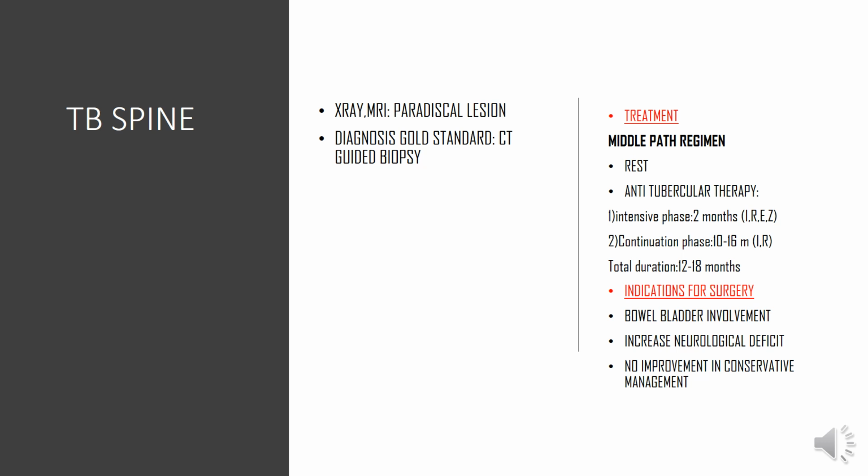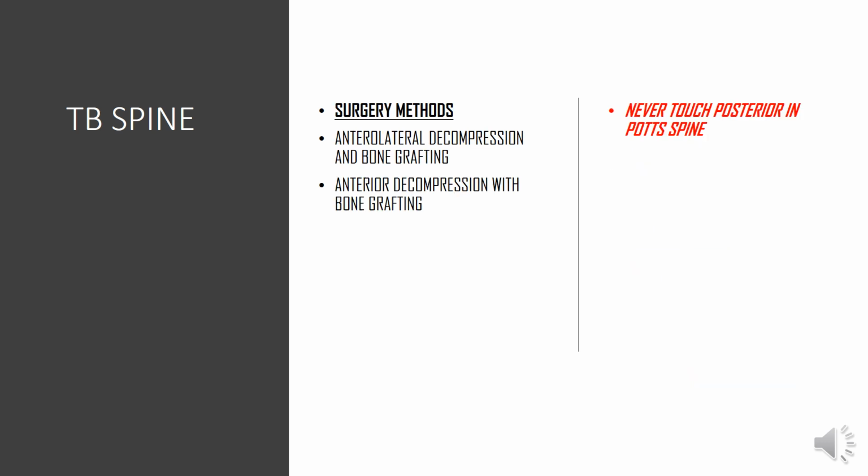Indications for surgery: bladder involvement, increased neurological deficit, and no improvement in conservative management. Surgical methods for treatment of TB spine include anterolateral decompression and bone grafting or anterior decompression with bone grafting. We are never supposed to touch the posterior in Pott's spine.